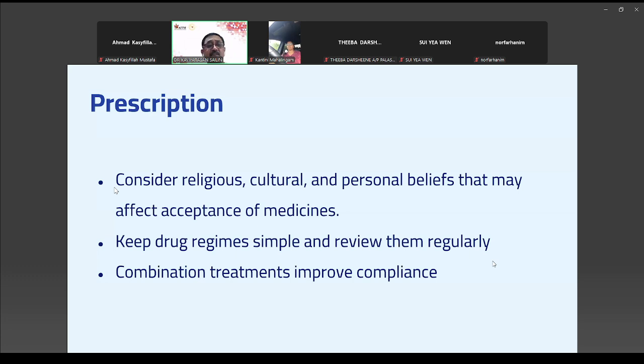As I mentioned earlier, consider religious, cultural, and personal beliefs that may affect the acceptance of medicine, okay? Keep drug regimens very simple and review them regularly. Combination treatments will improve compliance, especially for hypertension. You have 2-in-1, 3-in-1 antihypertensives together. So that will help in compliance and adherence.